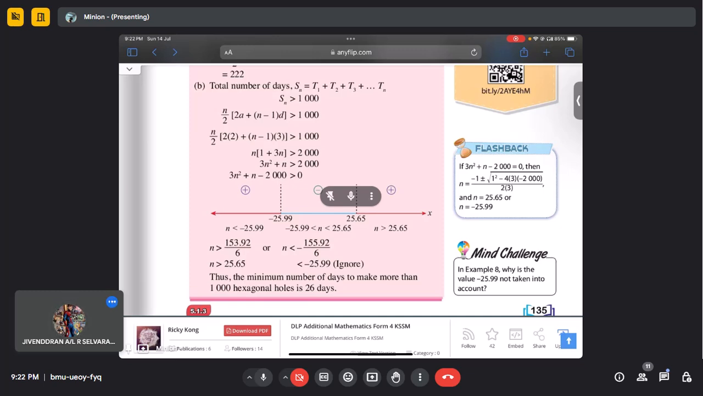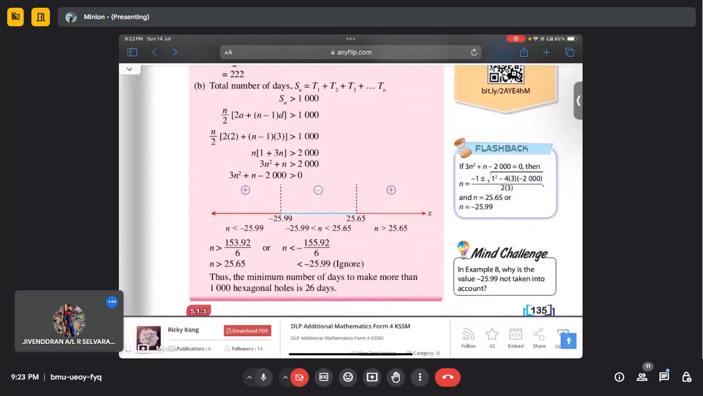But you can't just write the answer. You must use the quadratic formula because the answer is in decimal point. If you guys still remember the quadratic formula, negative b plus minus square root of b square minus 4ac over 2a. You can see at the side they have given here the flashback part. You can do this, or you can do the number line, but usually number line is not the answer scheme.